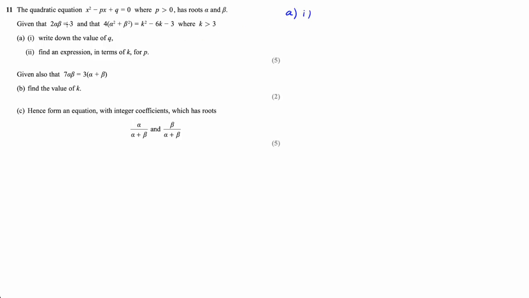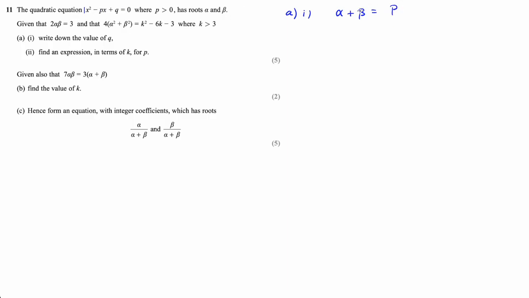So we're given this quadratic equation. It says roots alpha and beta. It says given that 2 alpha beta equals 3 and, well, all of this equals this, write down the value of q. Okay, so we'll start, guys, with that we know the sum of the roots, alpha plus beta, must equal, that's like negative b over a if you want to think of it like that. This is a form you need to know. So it's negative minus p, or whatever you want to call that, which is positive p over 1.